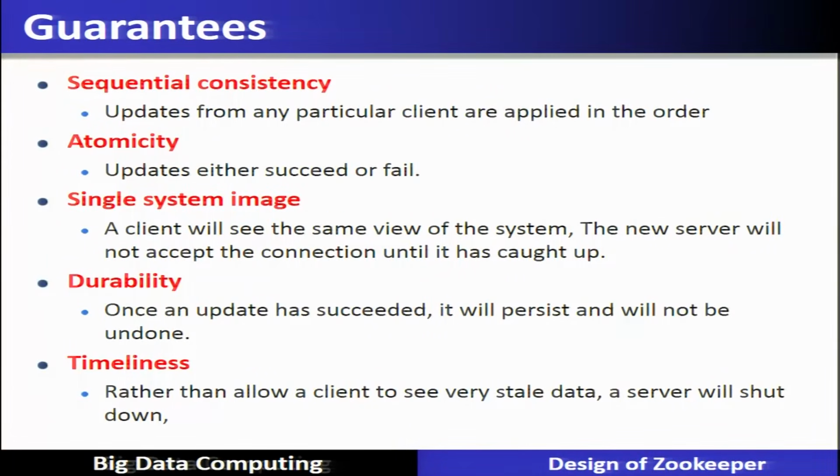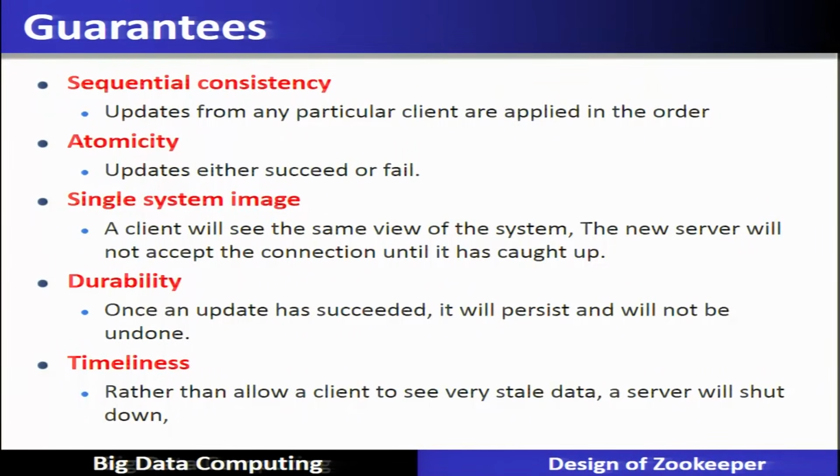Now, Zookeeper guarantees sequential consistency, that is, the updates from any particular client are applied in the order in which they are done. The second property which Zookeeper guarantees is atomicity, which says that updates are either completely successful or not done at all, that is, either fully done or not done, to ensure the consistency of the data set. Then there is the single system image, that is, a client will see a single view of the system.